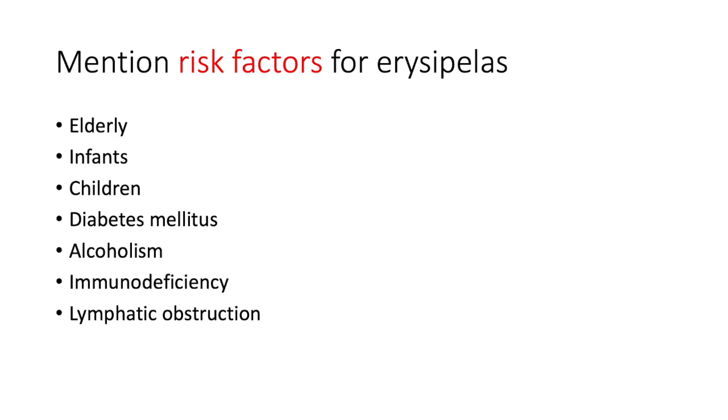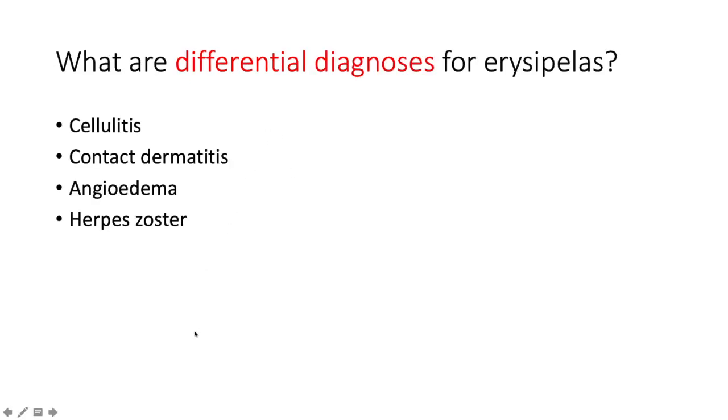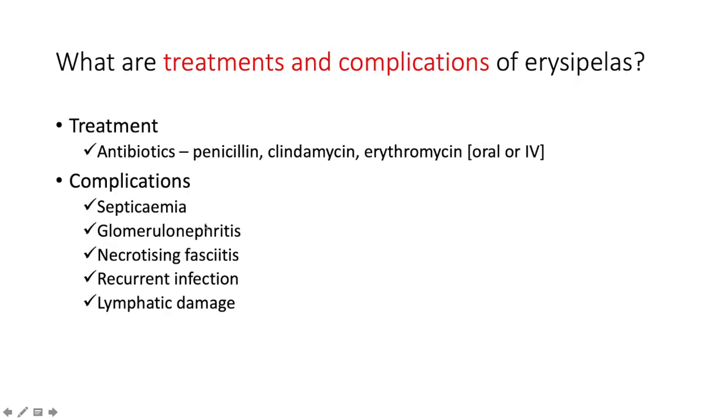Extremes of age. If you're really old, if you're really young. So elderly and infants, kids, diabetes mellitus, alcoholism, immunodeficiency, lymphatic obstruction. The differential diagnosis for erysipelas is cellulitis, contact dermatitis, angioedema, herpes zoster, and then treatment and complications.